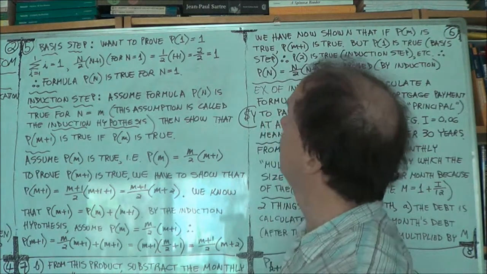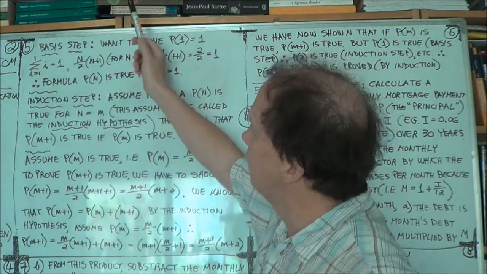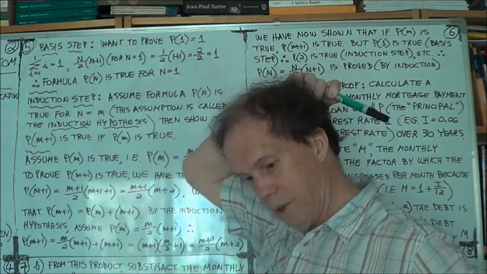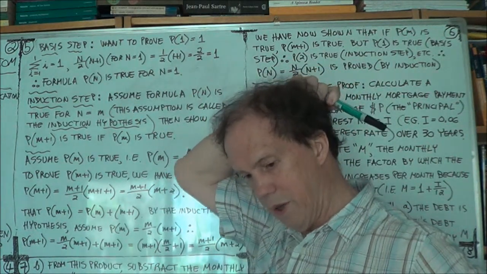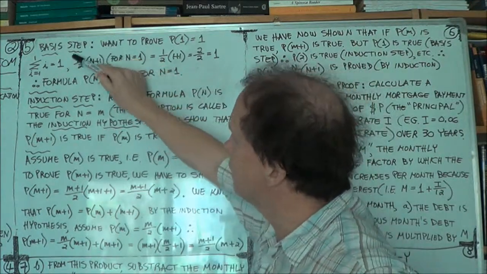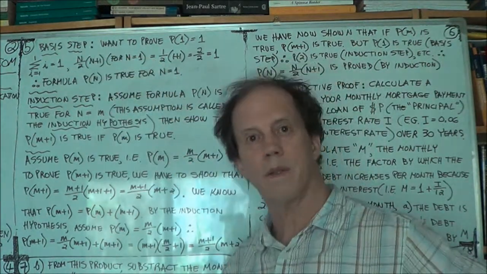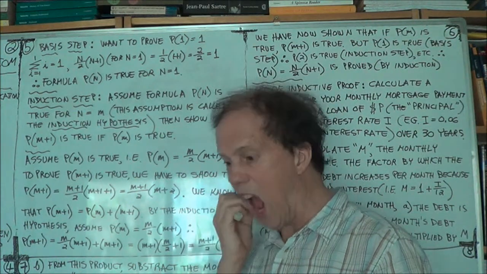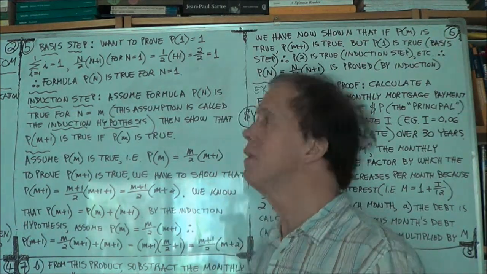It's n over 2 times n plus 1. So we're trying to prove that P of n is equal to this formula. That's the theorem statement. That's what we're trying to prove. Okay? And we'll do it by induction in two steps.